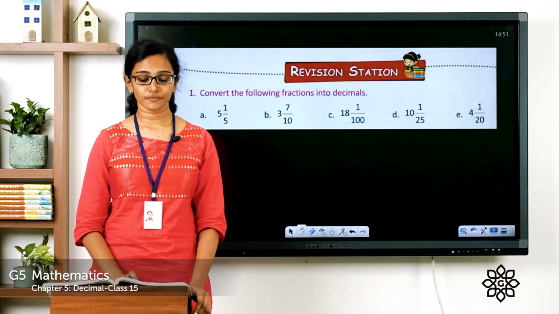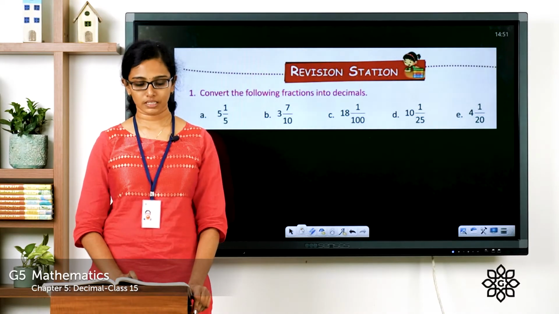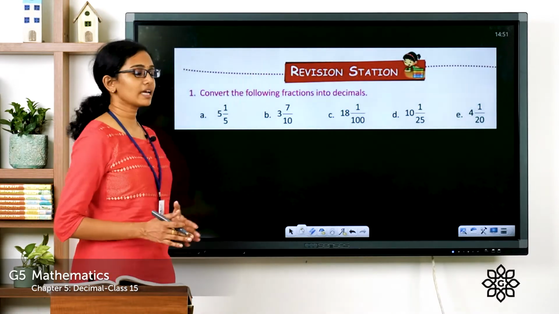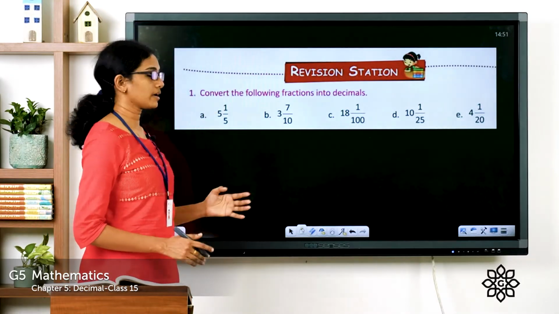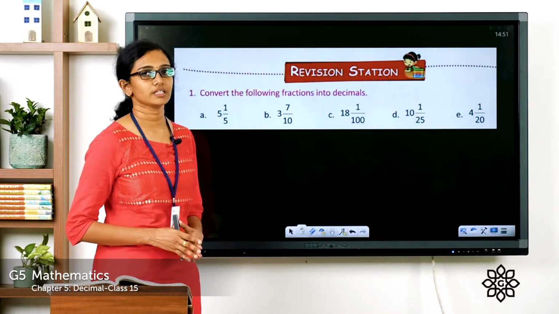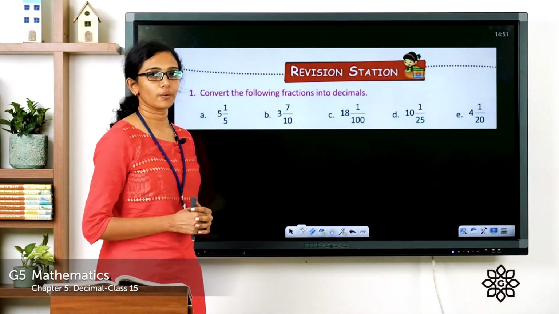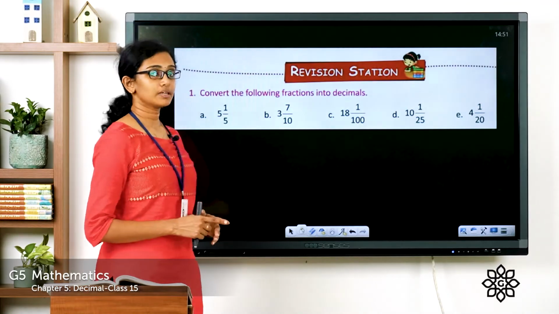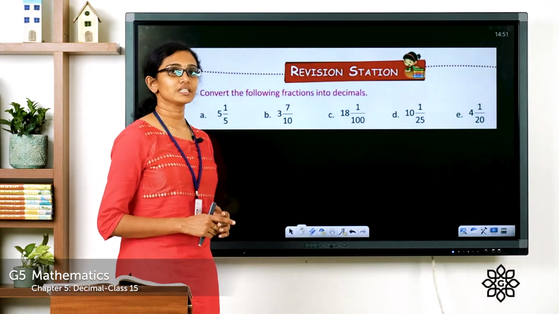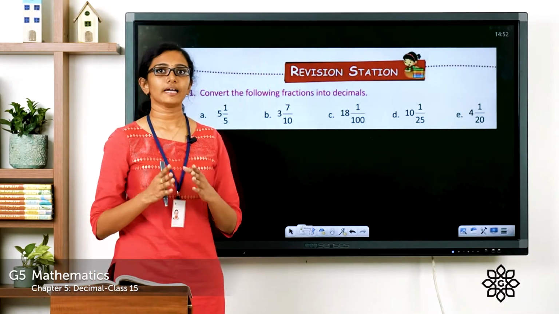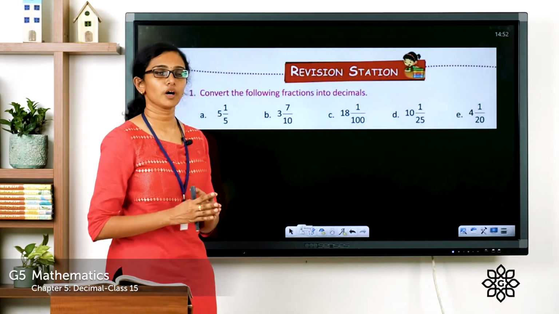Convert the following fractions into decimals. And you have 5 questions given there. Question A is 5 1 by 5, which is a mixed fraction. You are asked to convert this fraction into decimal form. Since we are given a mixed fraction, let's first convert this to an improper fraction. So, how do we write 5 1 by 5 as an improper fraction?